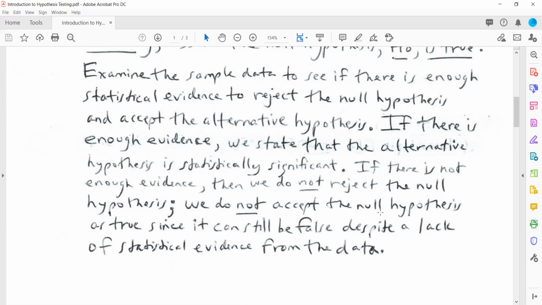All right. So we never say the null hypothesis is true if we do not find enough evidence to reject it. We just say we do not reject the null hypothesis due to lack of evidence.